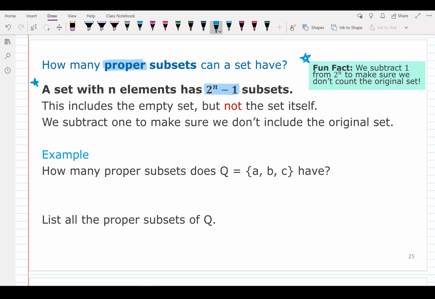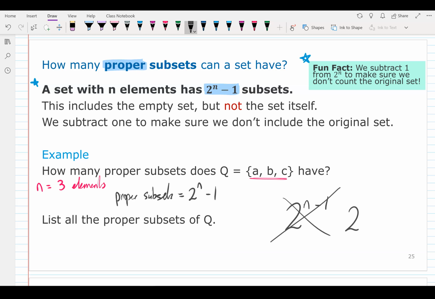So example, how many proper subsets does Q equals {A, B, C} have? Well, first of all, you need to write down how many elements it has. In this case, it has 3 elements. The number of proper subsets is going to be 2 to the n, minus 1. Now, notice, this is not 2 to the (n minus 1). It's 2 to the n, and then you take that answer and subtract 1. There's a big difference. Right? This one's correct.